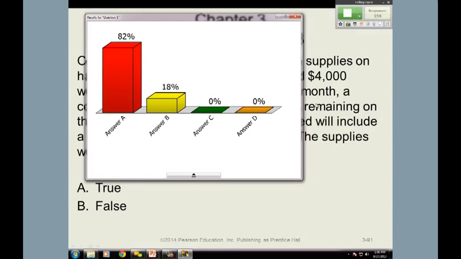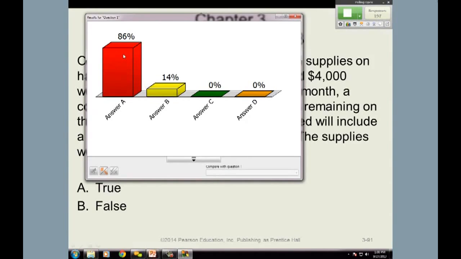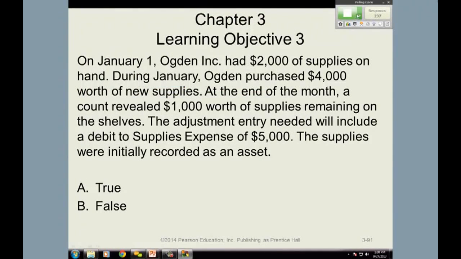All right, so 82% say it is true, and that is the correct answer. So you would have a debit to... hey, what happened? It's a malfunction. There we go.